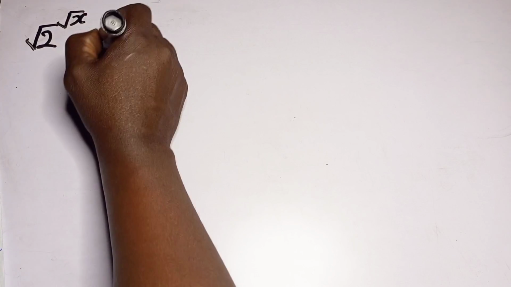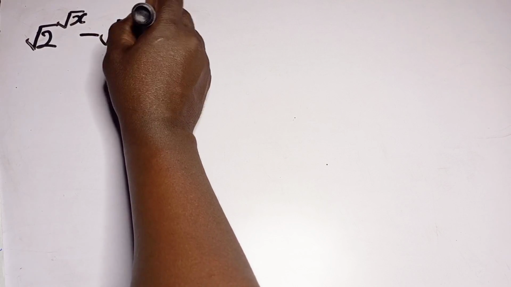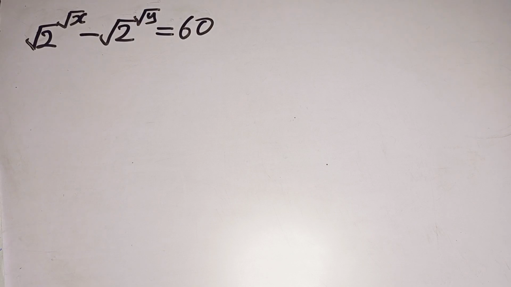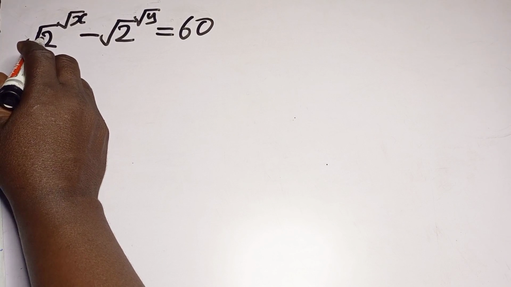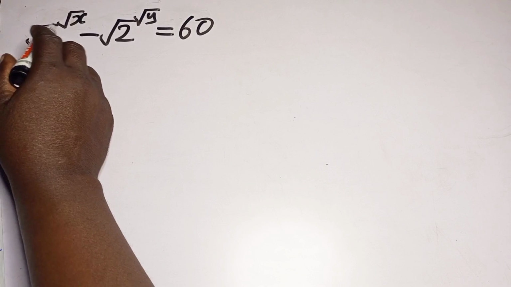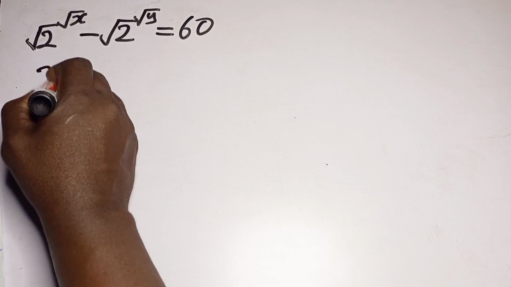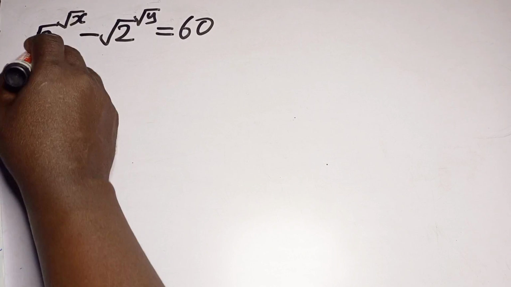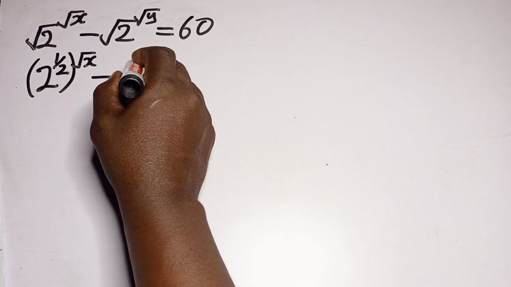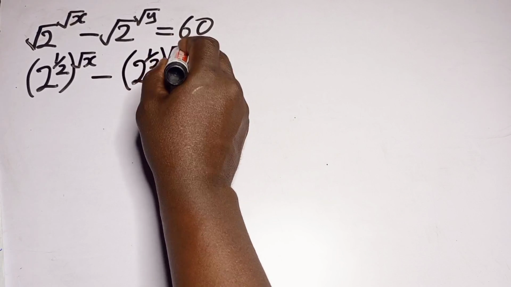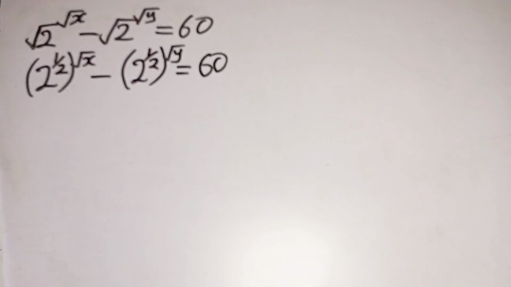Root 2 raised to the power root x minus root 2 raised to the power root y is equal to 60. Solve for x and y. Now the first thing, let us rewrite the equation knowing that square root means power half. So root 2 is 2 to the power half, raised to the power root x, minus 2 to the power half raised to the power root y, is equal to 60.